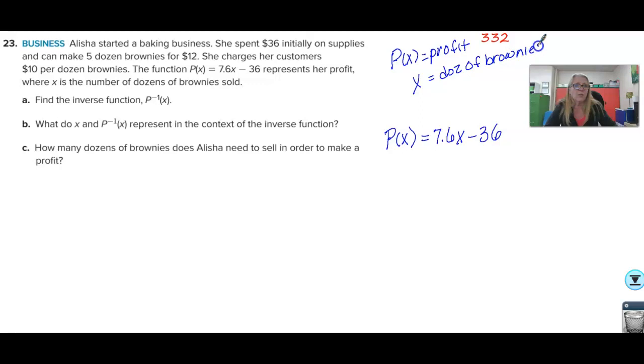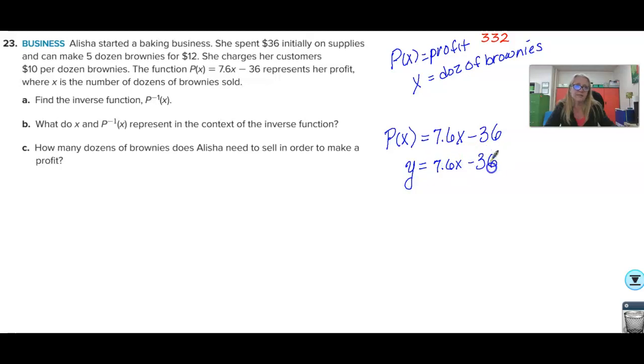So we know, once we find the inverse of this, x will be the profit then, and p to the negative 1 of x will be dozens of brownies, okay? Find the inverse function. You saw that coming, right? So we have y. We replace it with y. That's all we do in the first step.